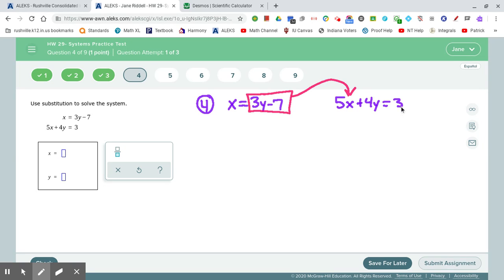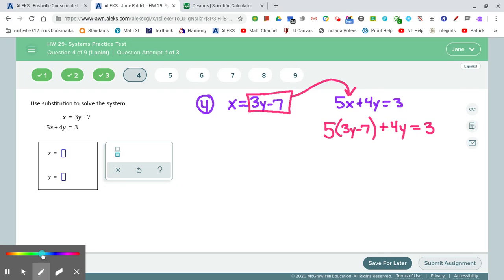So now I'd go through and I'd rewrite this equation. So I'd have 5. But now I'm going to replace x with 3y minus 7. It's very important that you use parentheses around your substituted value because we're going to have to go through and use order of operations in order to solve the equation. So notice that everything else in this equation is what we had up above, 5x plus 4y equals 3. Only difference is I replaced x with what it told me x is equal to over here.